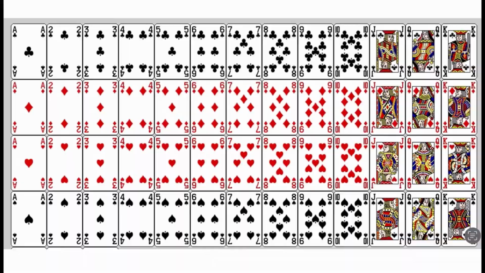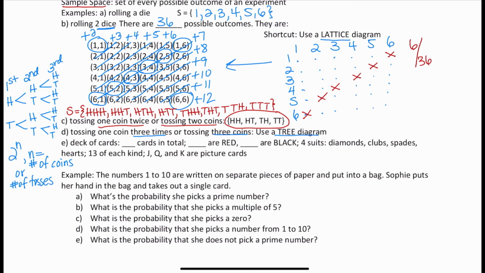So if we come back to the notes, there are a total of 52 cards in a deck. 26 are red, 26 are black. There are 4 suits: diamonds, clubs, spades, and hearts. There's 13 of each kind. Jacks, queens, and kings are considered picture cards.